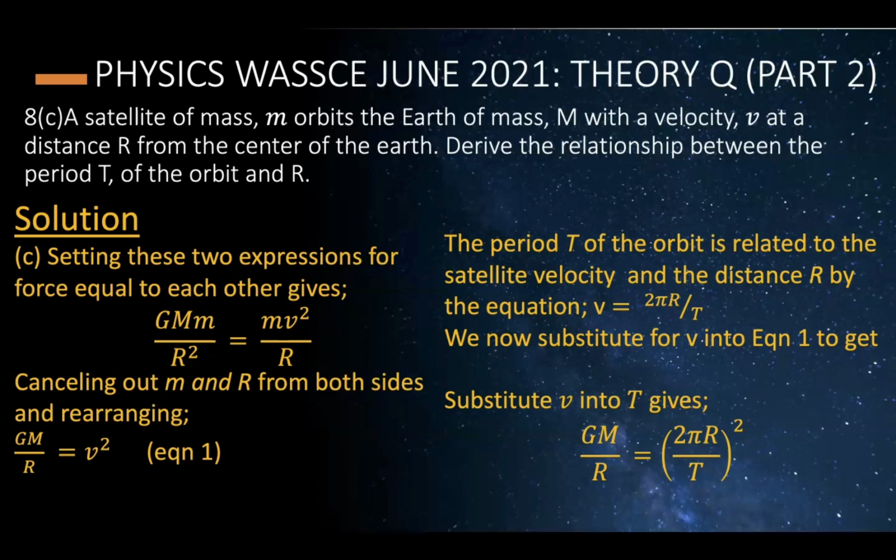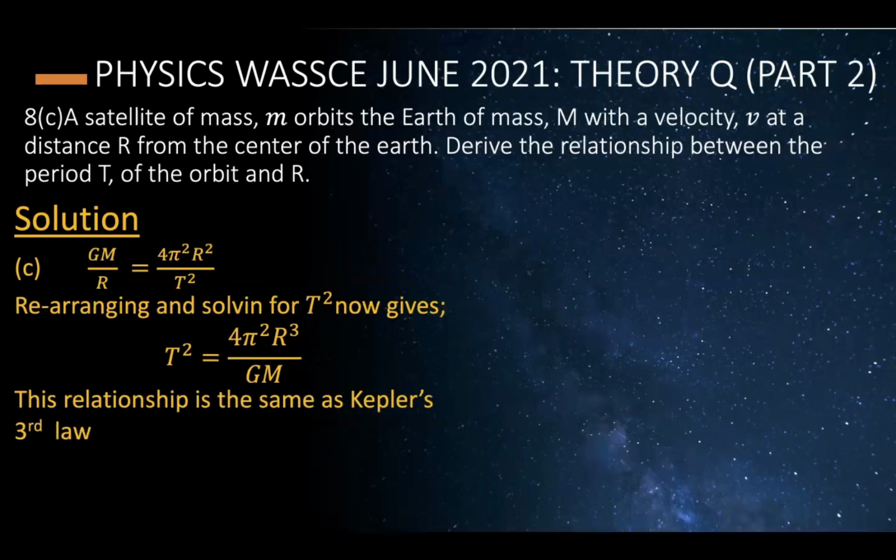Now we are going to open up this so that you have 4 pi squared r squared all over t squared. So this becomes your new equation. Now you can see the radius, you can see the period. You have the two relationship looking at you. So to make it easier, you should rearrange this and solve for t squared. If you do that, it will give you the Kepler's third law relationship.